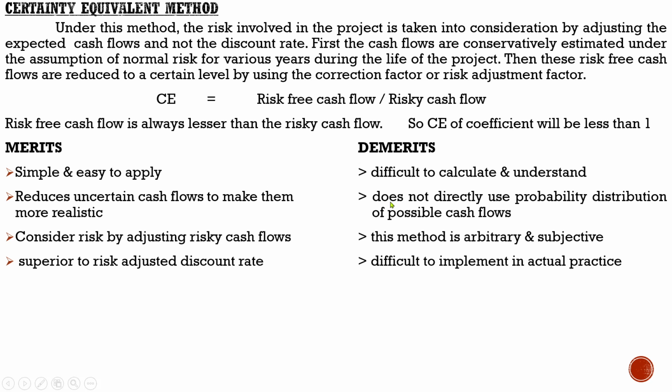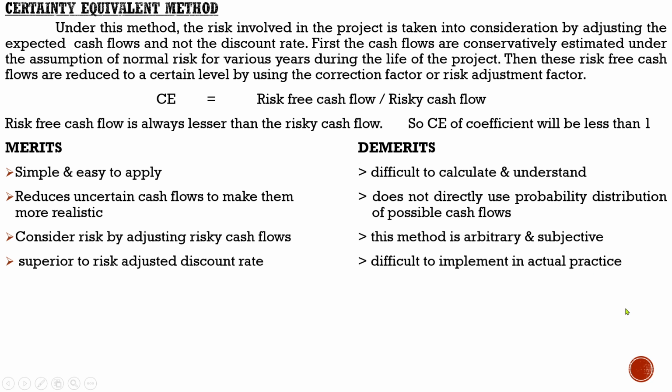Does not directly use probability distribution of possible cash flows. Here only the certainty factor is considered. It doesn't give a glimpse regarding whether the organization is probable to earn that cash. The chance of probability is not measured in that. We have been discussing an example of 1 lakh. Out of 1 lakh, 70,000 is certain, but it doesn't mean that the organization has a probability of earning that 70,000 at all times. That is an issue.